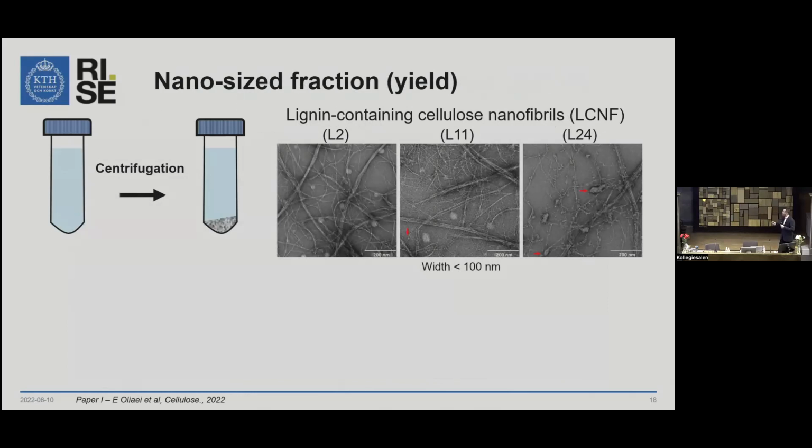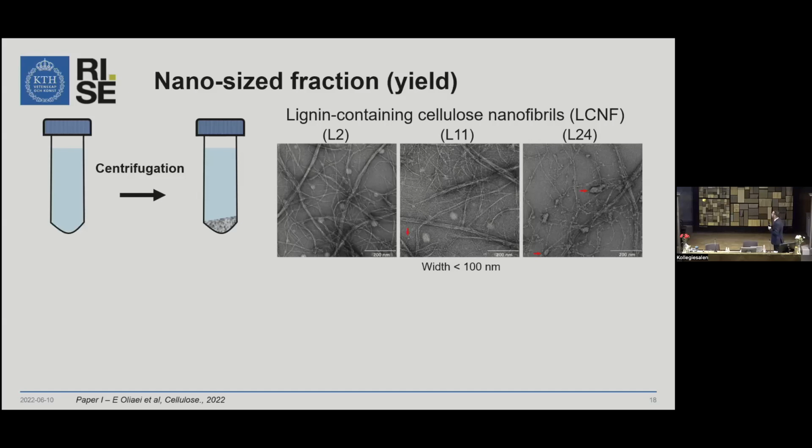We then separated the nano-sized fibrils with careful centrifugation, and what comes in the supernatant is the fibrils that you can see in these TEM images. So the widths of these fibrils are below 100 nanometer, and that's why we call them LCNF, or lignin-containing cellulose nanofibrils.